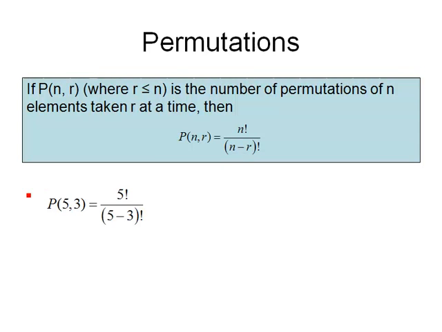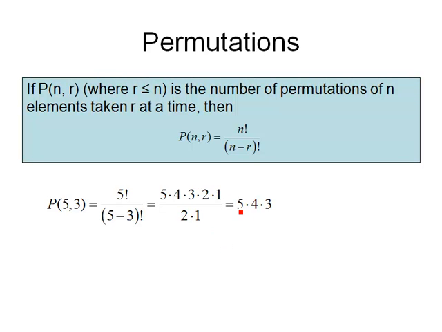So for instance, if I wanted to find the number of permutations or the number of orderings of 5 objects taken 3 at a time, so P of 5 comma 3, the way I would calculate that is 5 factorial divided by the quantity 5 minus 3 factorial. If I were to write those out, I would see that I get 5 times 4 times 3 times 2 times 1, and 5 minus 3 is 2, so 2 factorial is 2 times 1. What I'd notice is that the 2's cancel out, and in effect the 1's cancel out.